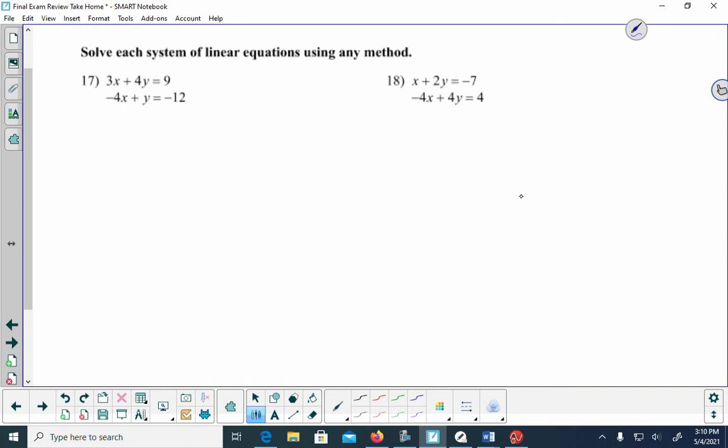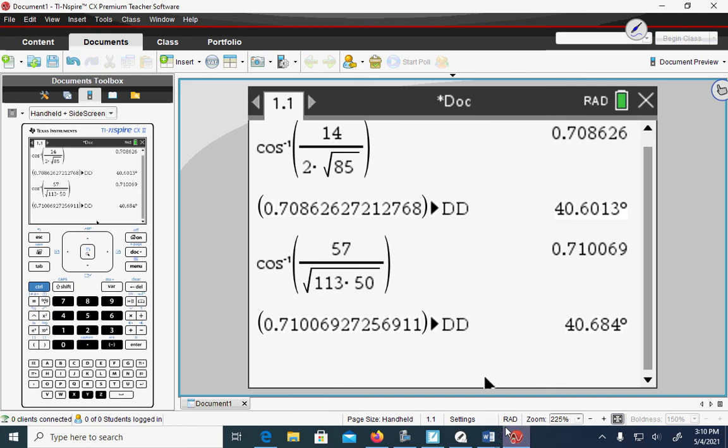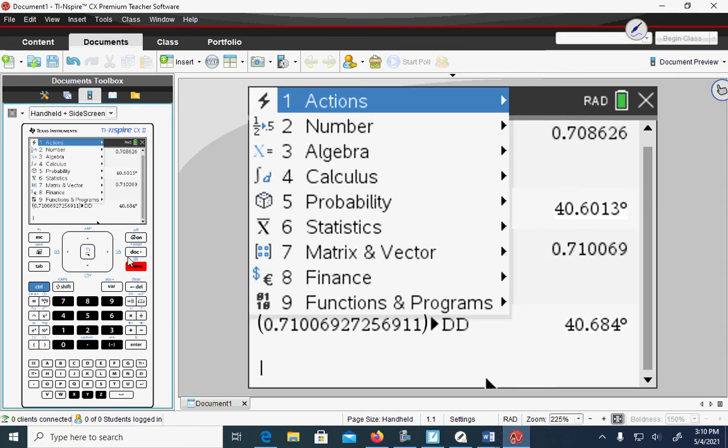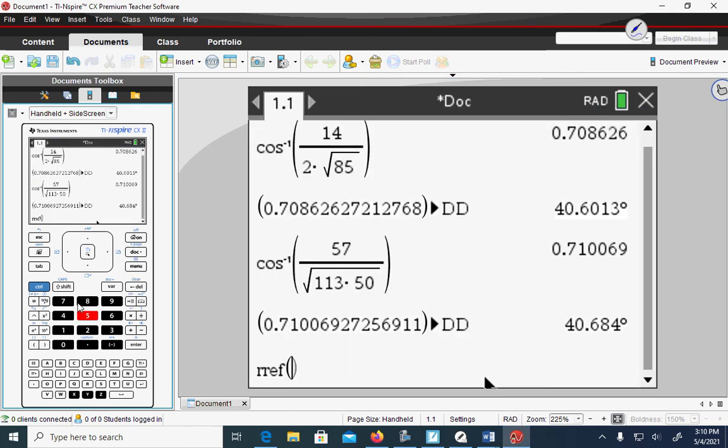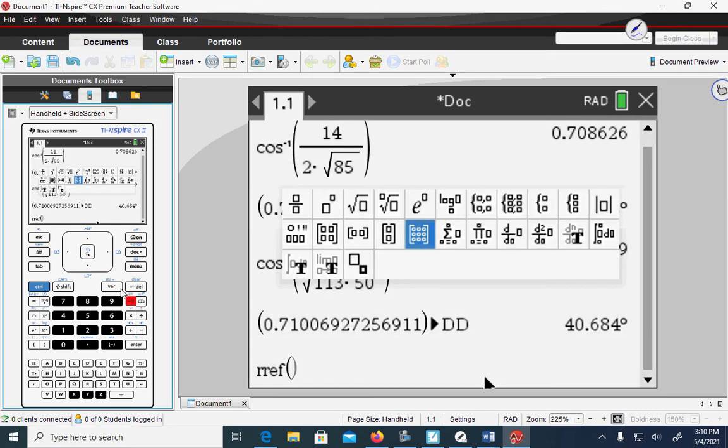So I'm going to put this in the matrix X, Y, and then my answer. And then on my calculator, I'm going to do reduced row echelon form. Just to show you what that looks like, I am going to hit menu, 7, and then go to number 5, which is reduced row echelon form. I press the button that has my matrix.